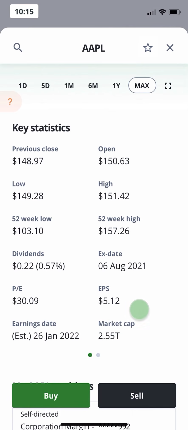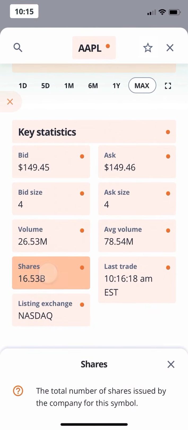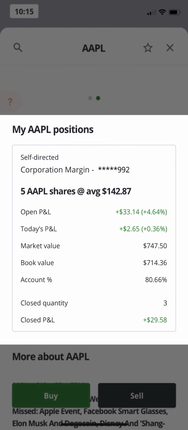If you swipe over to the second page, you'll find more information like the bid price, which is the highest price on an open buy order, and the ask price, which is the lowest price on an open sell order. You can use the in-app learning mode to learn more about the other key statistics found on this page. Continuing down, if you own shares of the stock you're looking at, you will find information about your positions.